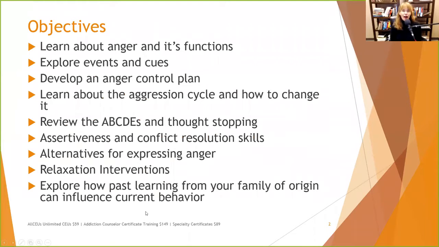So we're going to learn about anger and its functions, explore events and cues that can trigger anger. We're going to learn how to help clients develop an anger control plan. We'll learn about the aggression cycle and how to help clients change it. We'll review the ABCDEs and thought stopping, so basically some techniques to help people address their anger. We'll discuss assertiveness and conflict resolution skills. We'll review alternatives for expressing anger, look at relaxation interventions, and explore how past learning from your family of origin can influence current behavior.